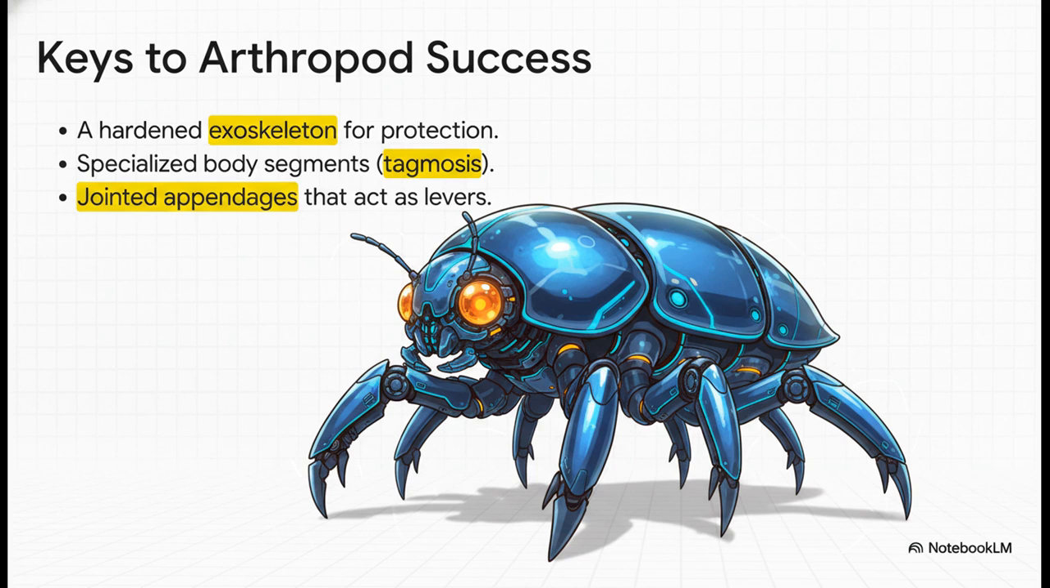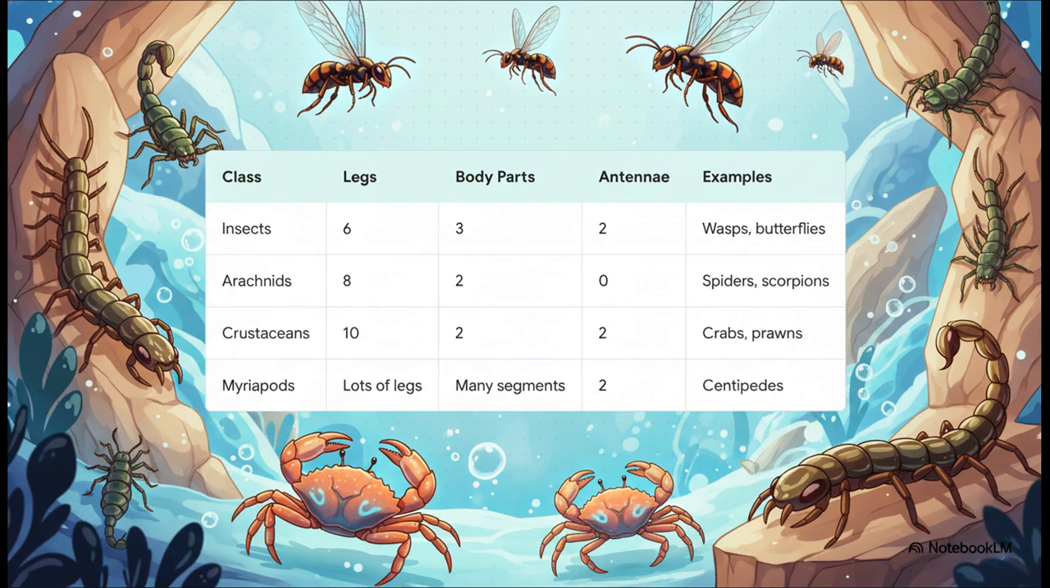Well, it really boils down to three key innovations. First, a hard protective exoskeleton. That's like a suit of armor. Second, their bodies are built from a series of repeating segments, which allows different parts of the body to become specialized for different jobs. And third, those incredible jointed legs and appendages that act like levers for all kinds of precise and powerful movements. And this one basic blueprint was just so adaptable, it was modified for total world domination.